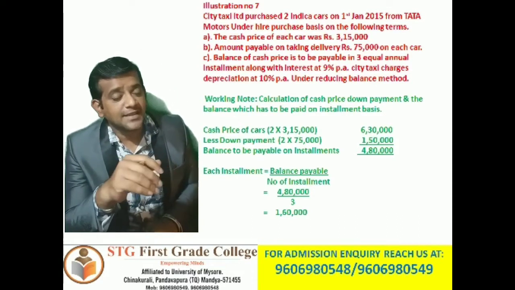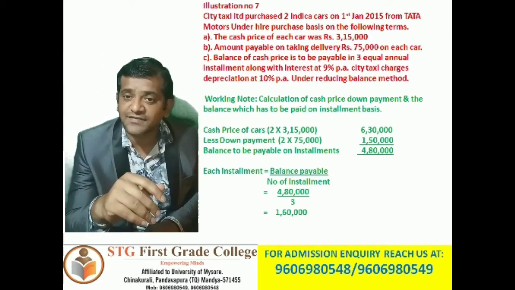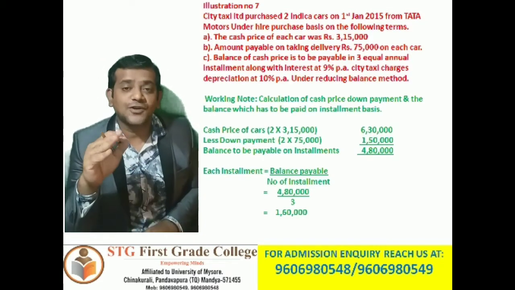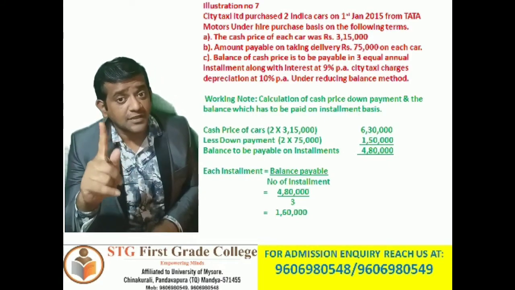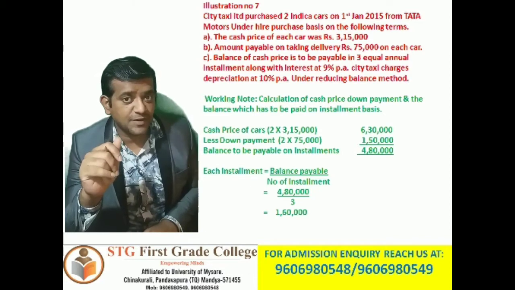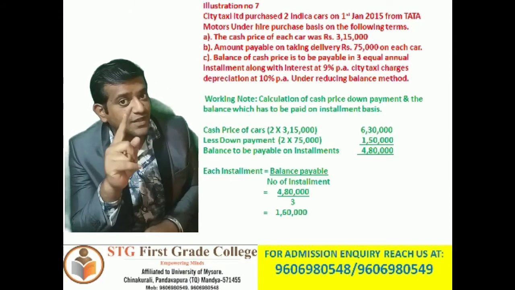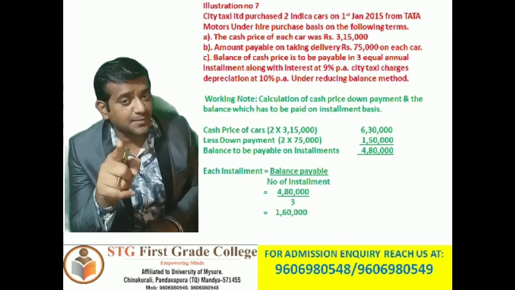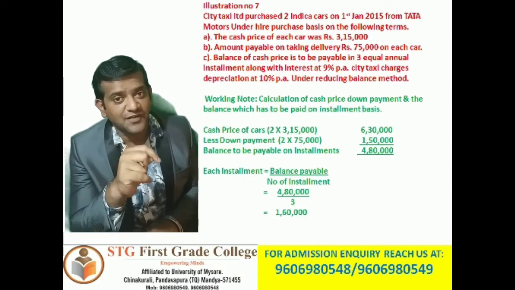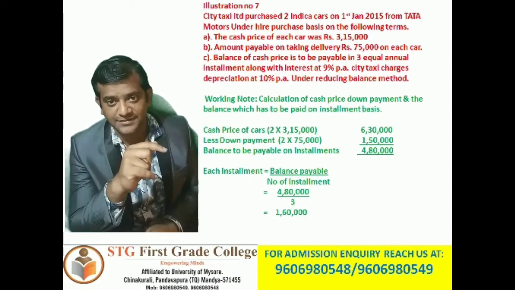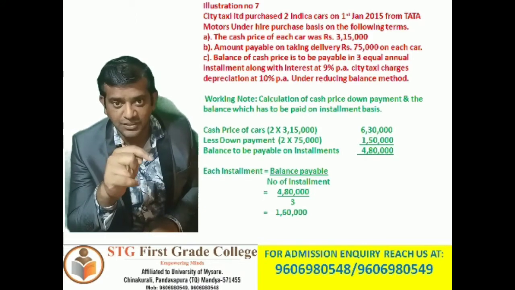Number 1, the cash price of each car was rupees 3,15,000. So what is the cash price of each car? 3,15,000. So then how many Indica cars have been bought? 2 cars. So then while calculating cash price, what we are supposed to do? Each car price, that means 3,15,000 into number of cars purchased, that is 2 cars. You have to multiply by 2 that 3,15,000.